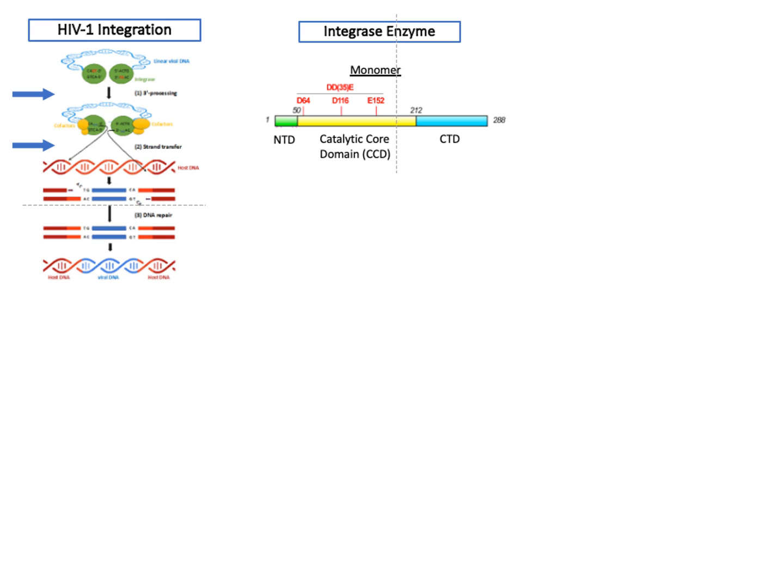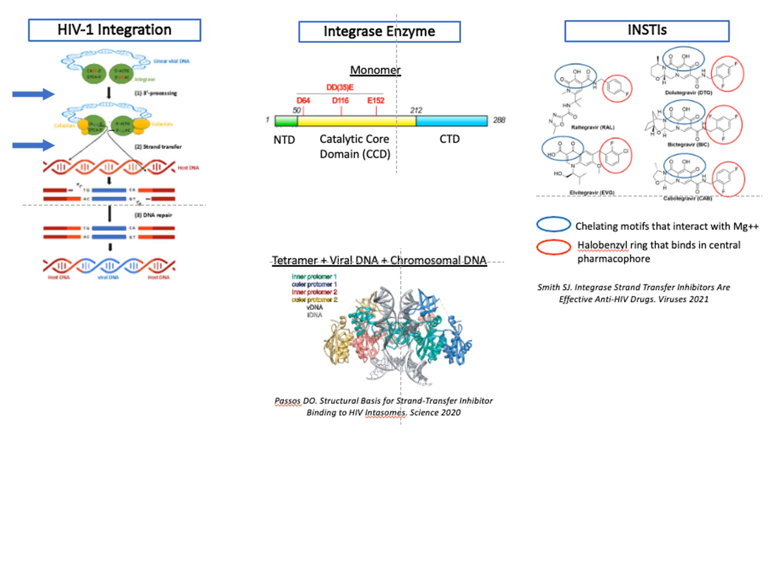Each 3' end reaction is performed by integrase enzyme dimers, while the strand transfer reactions are performed by integrase enzyme tetramers bound to both viral and host target DNA, as shown in this cryo-EM structure. The INSTIs block the strand transfer reaction by interacting with the bound viral DNA and integrase enzyme in a highly selective manner. This figure shows the chemical structures of the FDA-approved INSTIs.